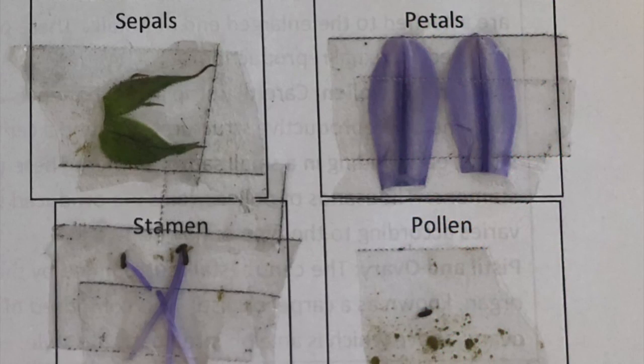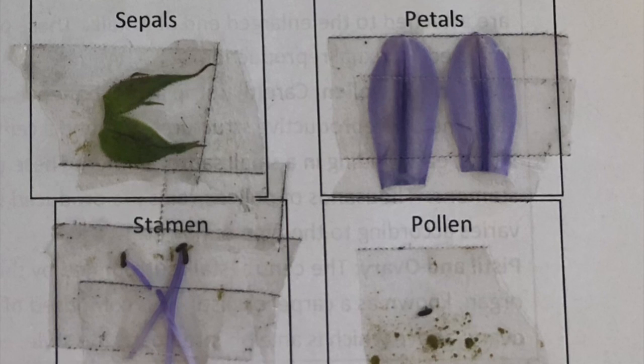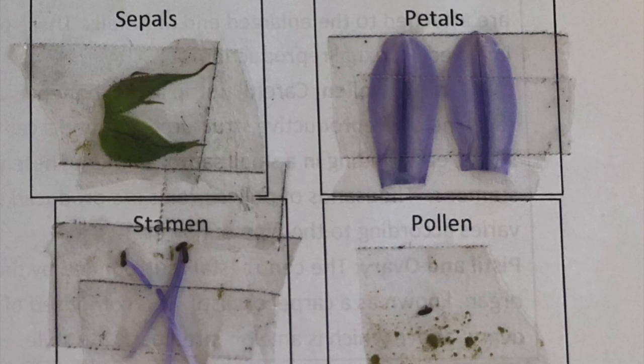Sepals function as protection for the flower and bud, and often as support for the petals when in bloom. Petals operate to protect some parts of the flower and attract or repel specific pollinators.